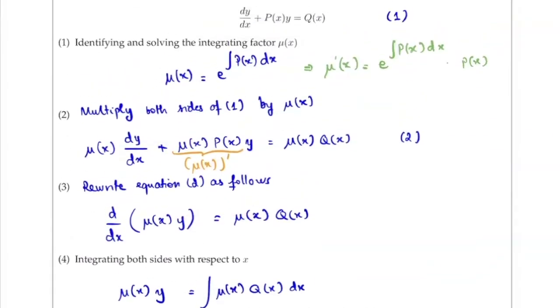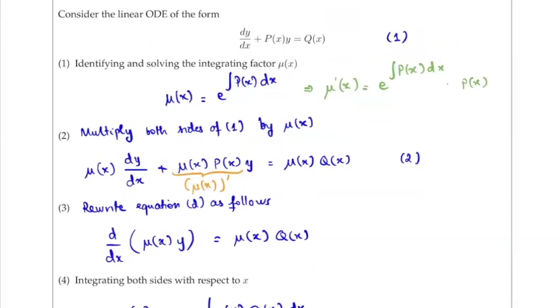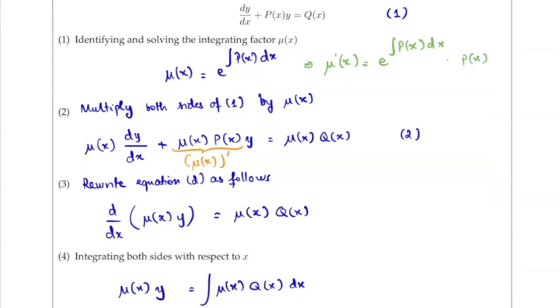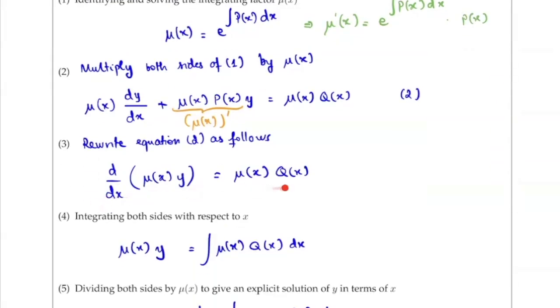So the top level step is that you need to be able to identify or classify the differential equation. It's the linear differential equation of this form. You need to be able to identify q of x and p of x. When you know that information, you identify and solve the integrating factor of this form, e to the integral of p of x dx. When you get the integrating factor, multiply both sides of the differential equation by the integrating factor. Manipulate the equation so that you arrive at this equation.